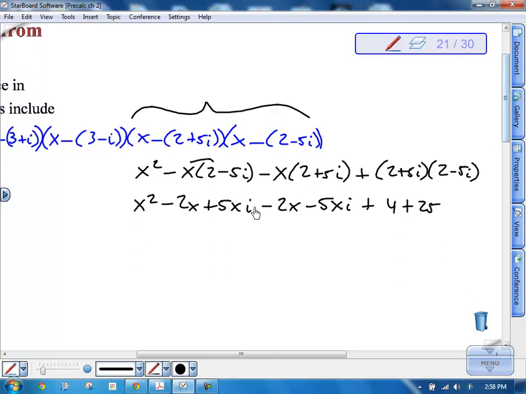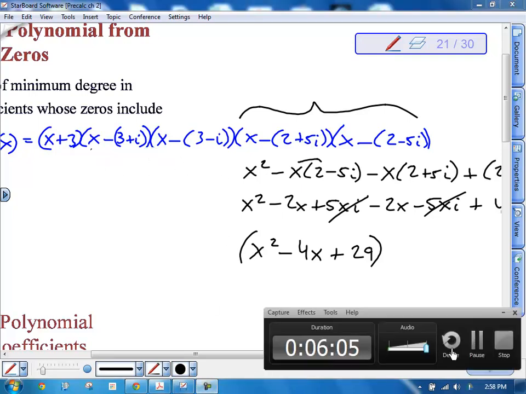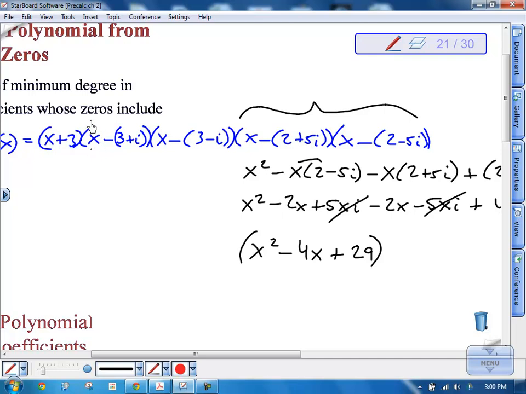Now I've got to simplify this sum, so this 5xi and the negative 5xi cancel, so I get x squared minus 4x plus 29. That's what these two complex factors FOIL into when you FOIL them all out. Okay. I'm going to do the same thing for these two right here.